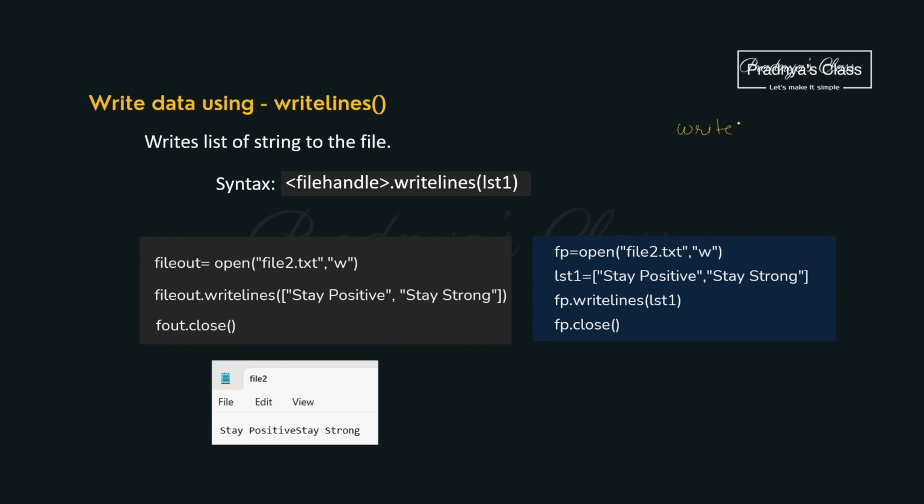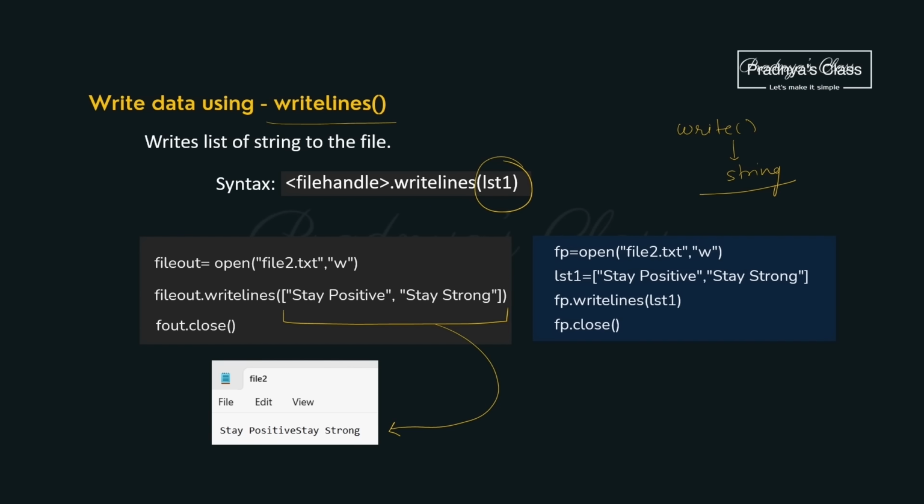But what's the problem? It takes only one string. But what if you want to write a whole line? In that case you will be using the writelines function. It takes a list of strings. Look at the output. Here is a list of strings. If you write, you will get the data in this format. Again, if you want a space or \n, you need to write it explicitly.